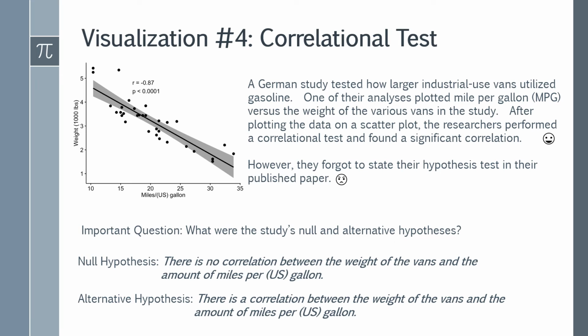As the weight of the van increases, the miles per gallon decreases. Therefore, there is a correlation. As one increases, the other decreases.